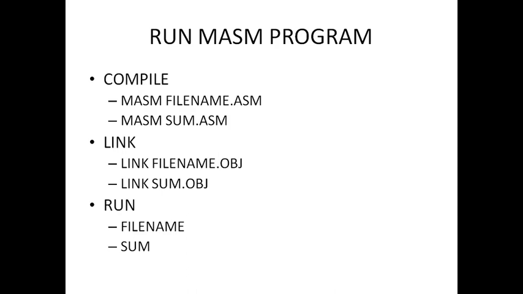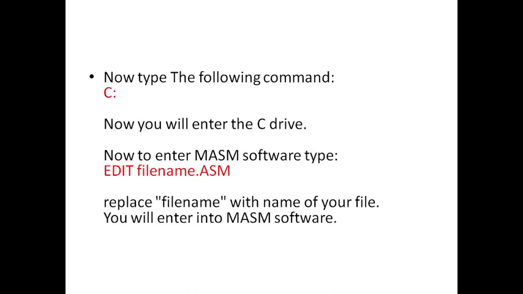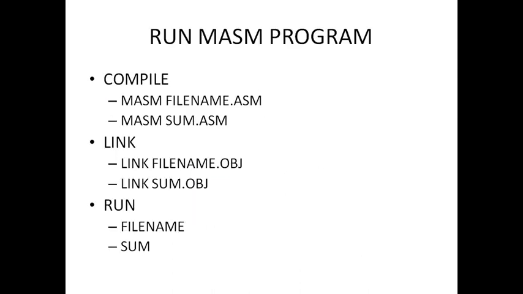After typing edit file name .asm, it opens an editor window. So we will type the program, that is, the instructions required to execute that program. You just type all those instructions in that editor file. Then after completing your program, you save it with the extension .asm, file name .asm. Then exit from that editor window.